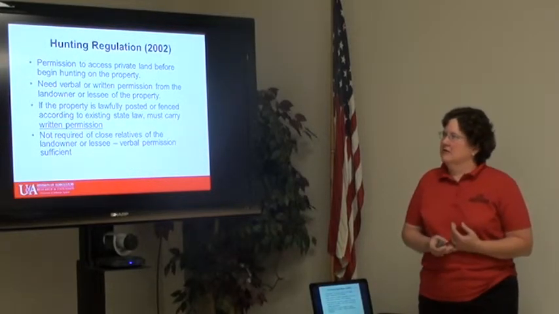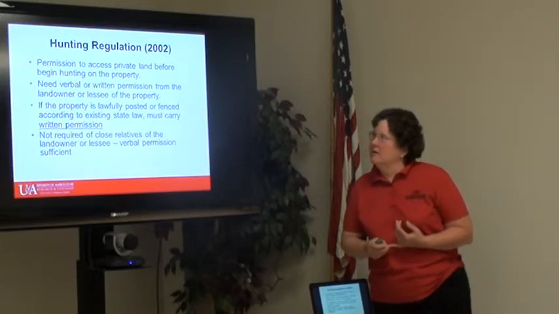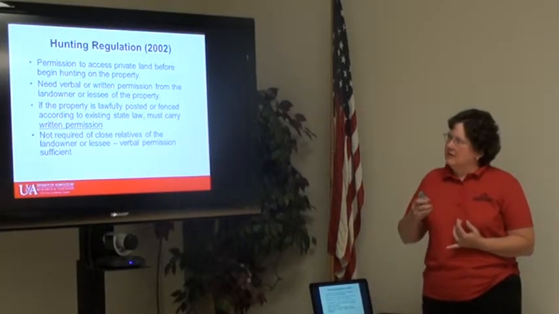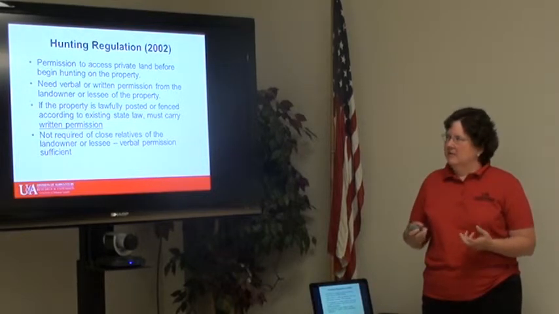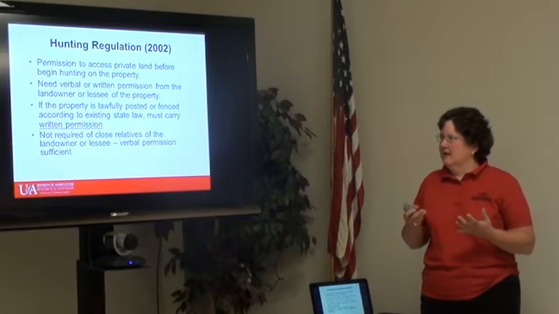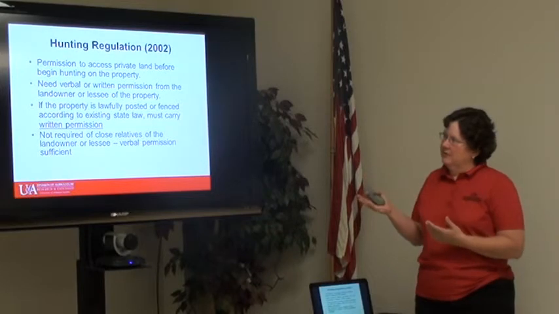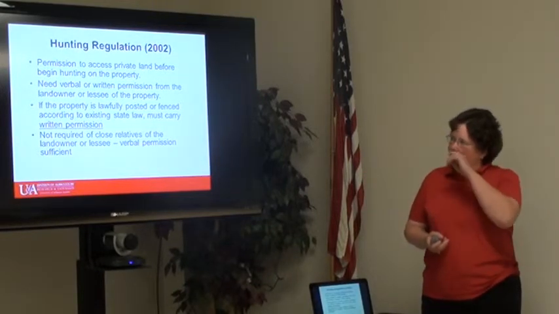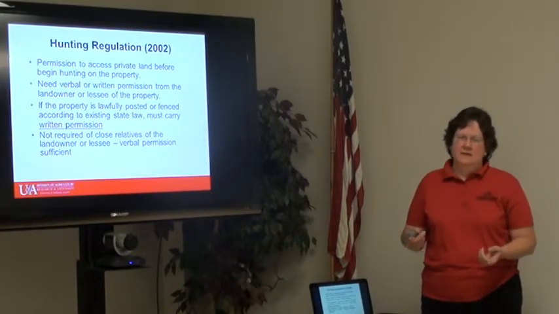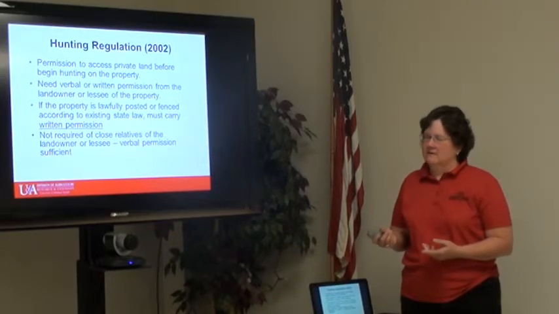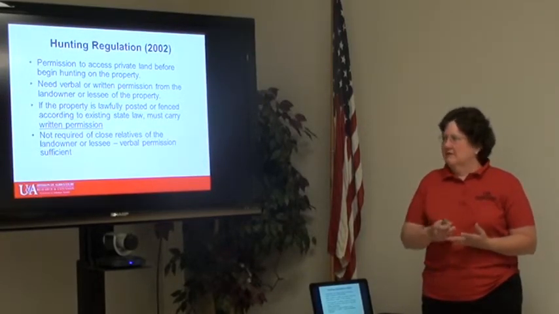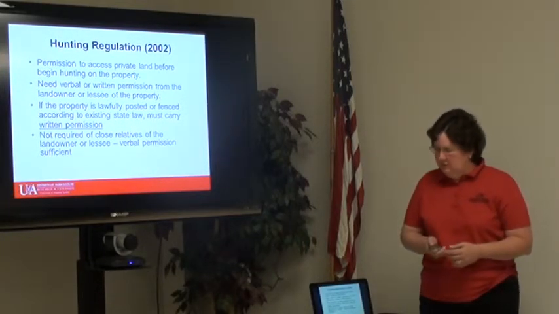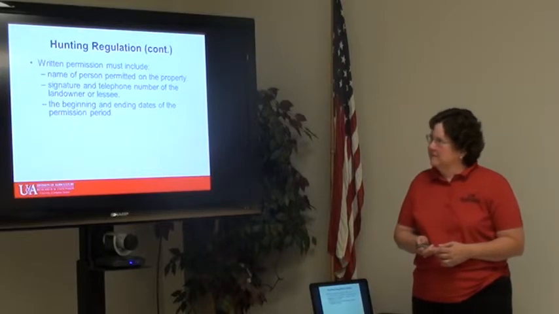The hunting regulation that I spoke about before, Arkansas Game and Fish says that you have to have permission to access private land before you can begin hunting on it. And what that means is that you have to have some kind of, it says a verbal or written permission from the landowner. If the property is posted, as we described before, or fenced, according to state law, it must be written permission. And it says that if you're a relative, you don't have to have a written permission, the verbal permission is sufficient.